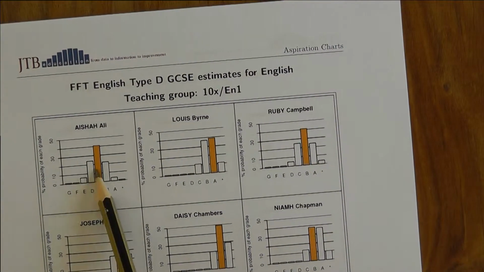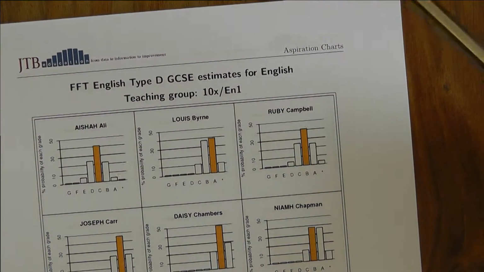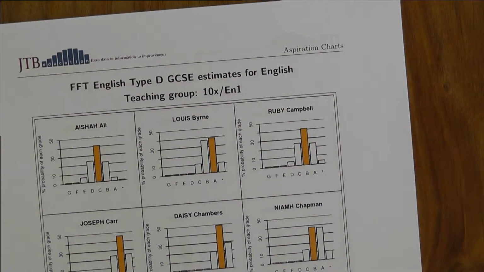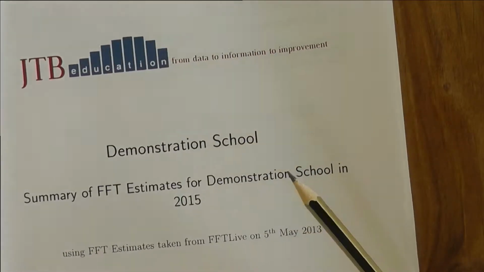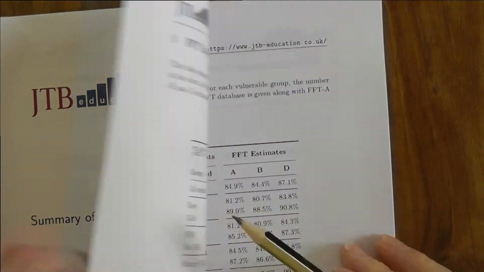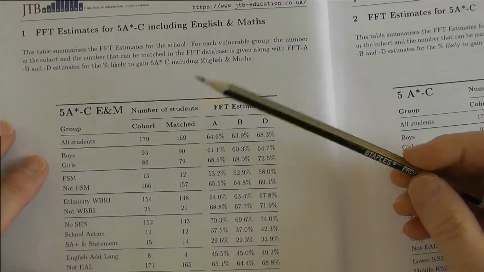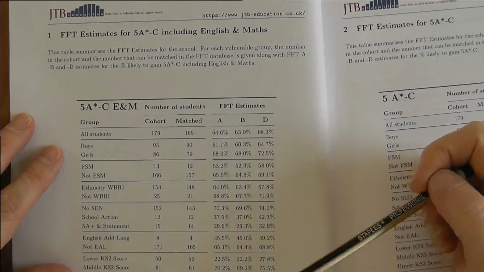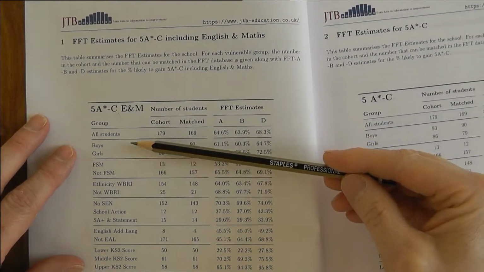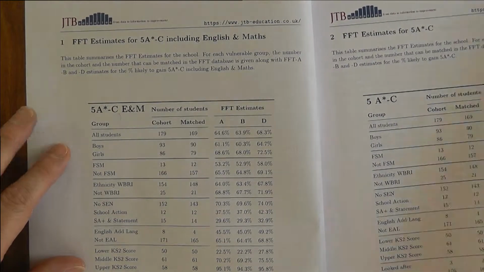The second format is for teachers, with all their students in each teaching group available for them. There's also a third summary document for school leaders. This has Fisher Family Trust estimates for all key school indicators such as 5 A* to C with English and Maths, and it's broken down by vulnerable groups for them all.